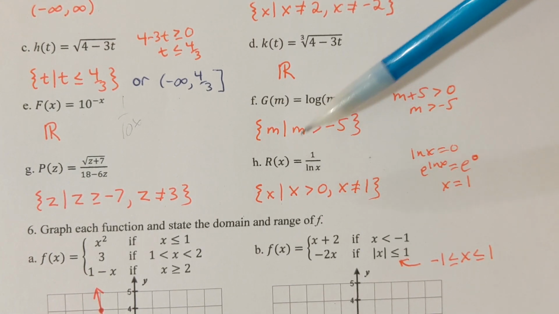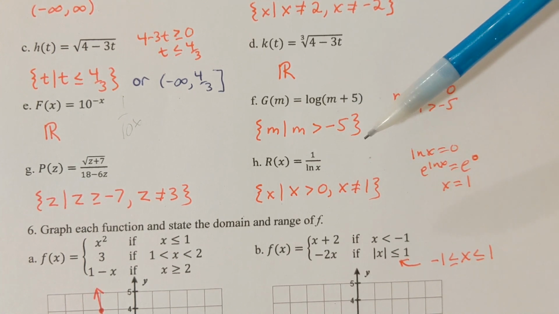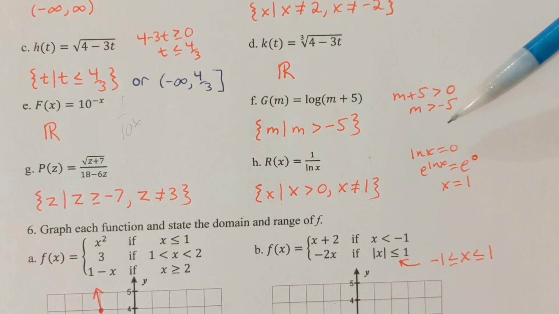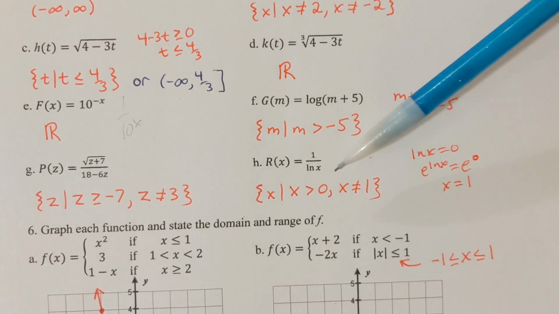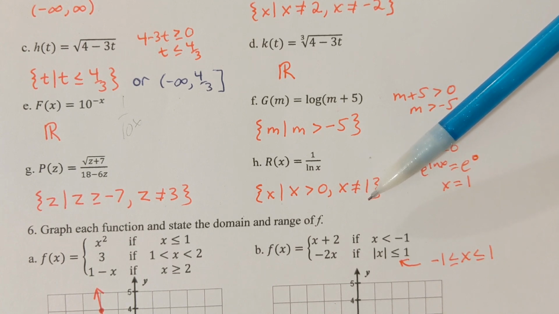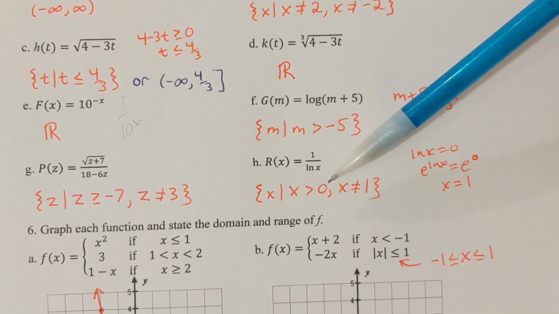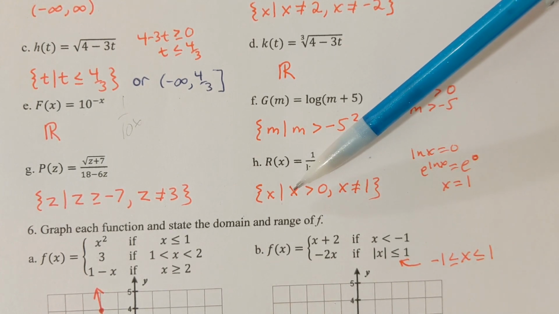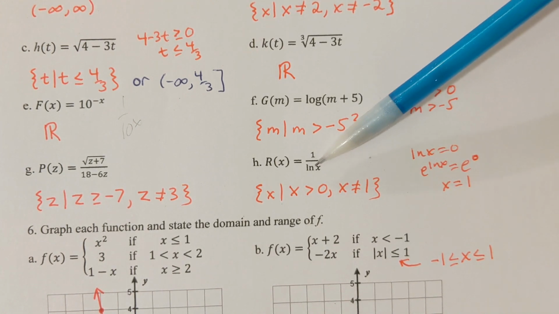Part H, r of x is given. Okay, so of course, I know I can't divide by 0. If you were to set ln x equal to 0 and solve, you could take e of both sides. e to the ln of x is x. e to the 0 is 1. Anything to the 0 is 1. So x can't be 1 because the ln of 1 is 0. We know we can't divide by 0. Also, when it comes to logarithms, we can only have an overall positive number going into the logarithm. Okay, so I can let x be any positive number I want, just don't take x to be 1 there, because we can't divide by 0.